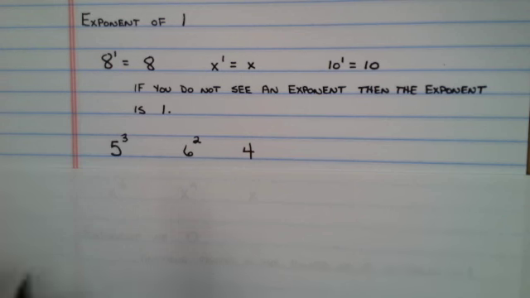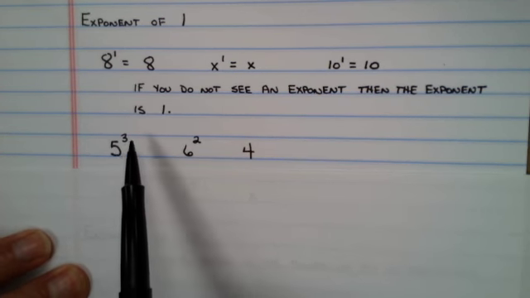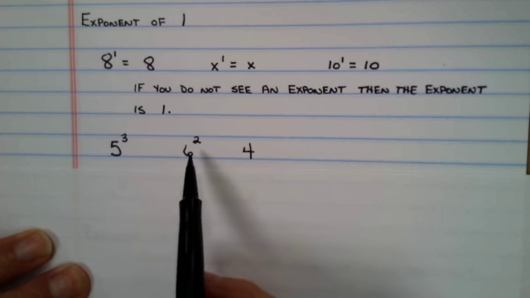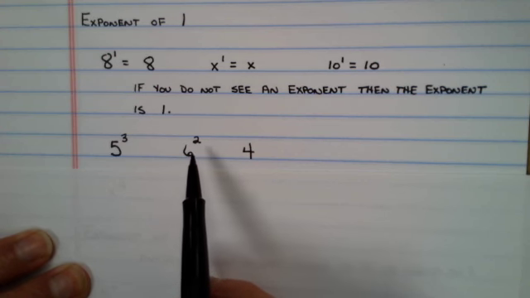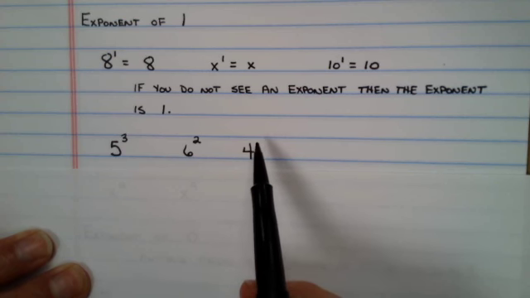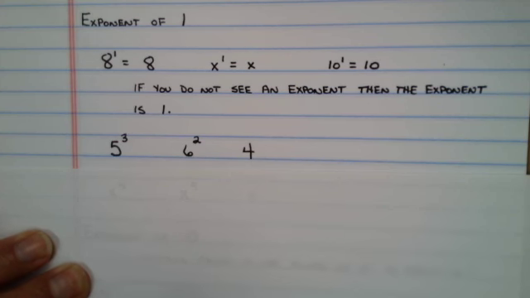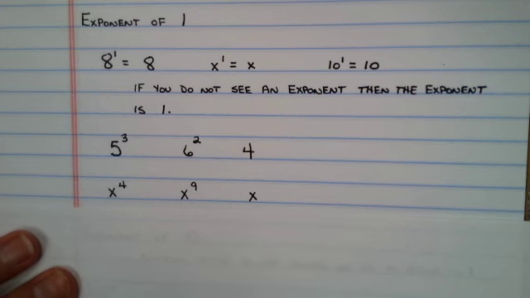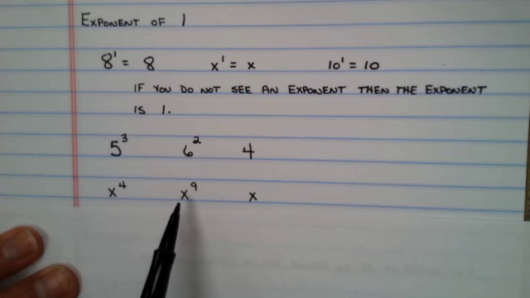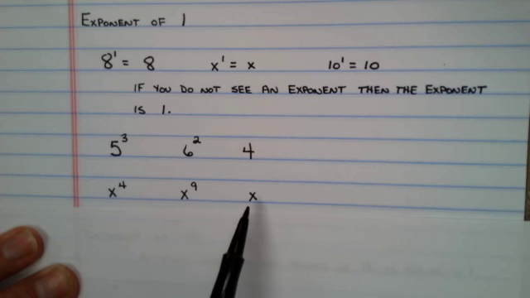So let's look at this example. This is 5 to the third power, or you can say 5 cubed. This is 6 to the second power, or you can say 6 squared. 4 raised to what power? Since you don't see an exponent, there's an exponent of 1, so this is 4 to the first power. Again, this is x raised to the what power? Fourth power. This is x raised to the what power? Ninth power. And this one, x is raised to the what power? First power, because you don't see an exponent.